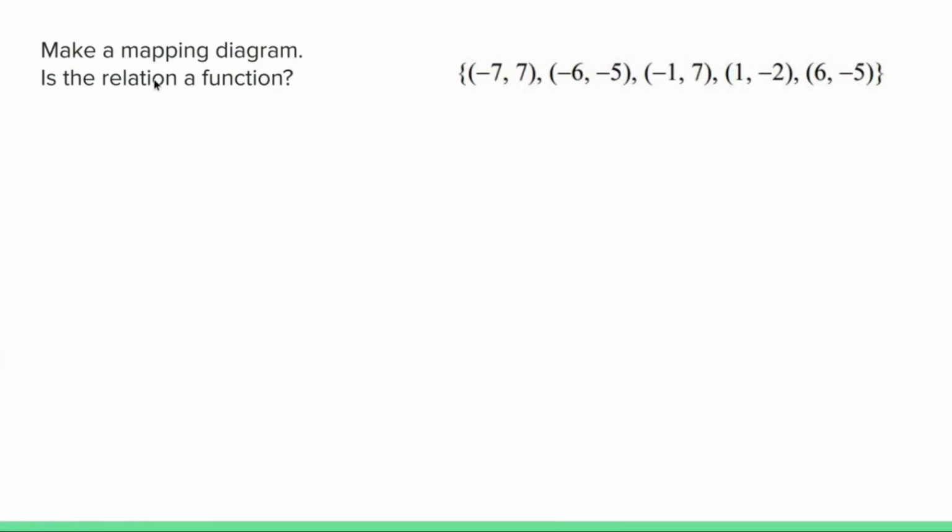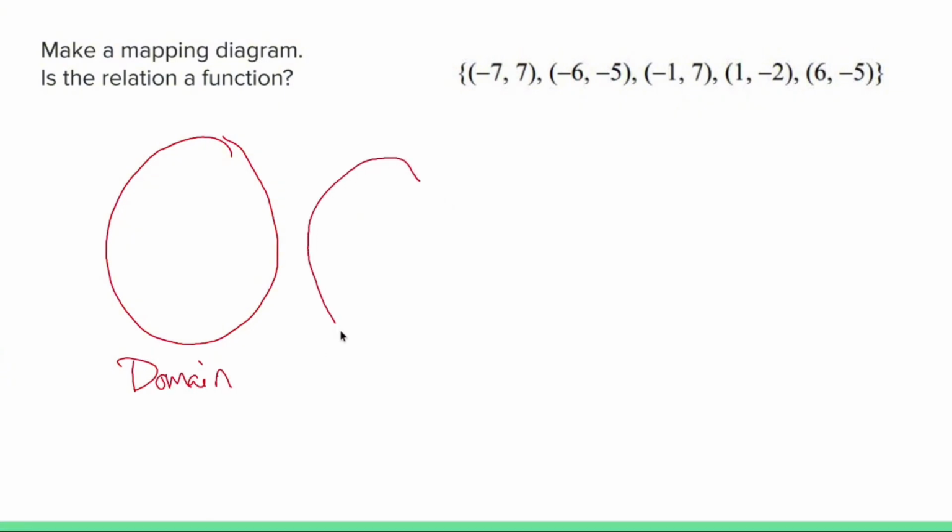Make a mapping diagram. Is the relation a function? Well, a mapping diagram means you take a bubble, you call it the domain. You take another bubble, you call it the range. And then what you do is you list the domain and range in order in each bubble.